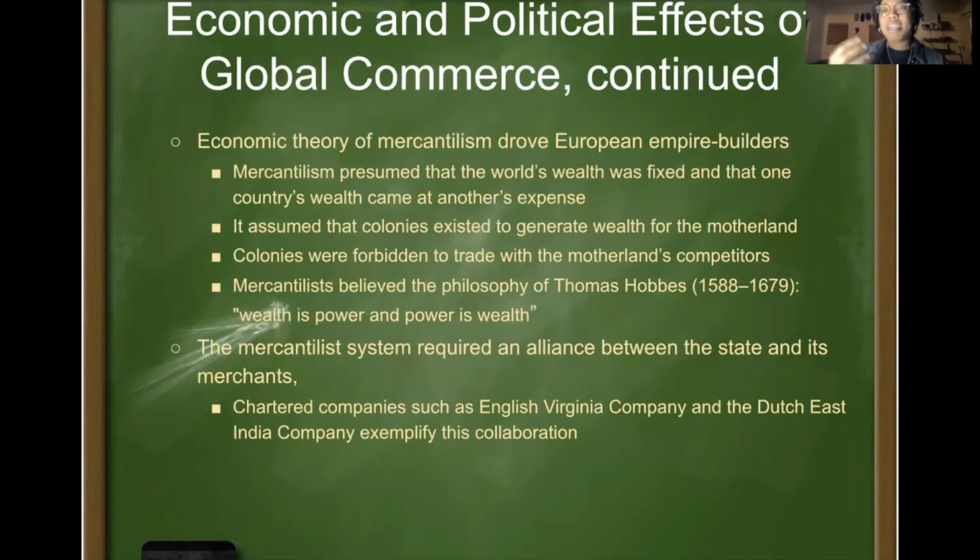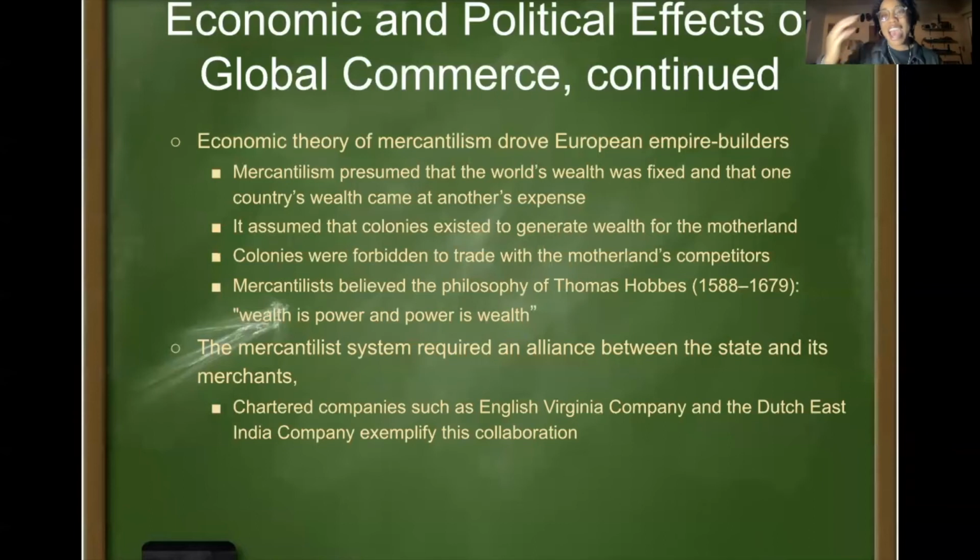So that economic theory of mercantilism is going to drive empire building. Mercantilism has this belief that wealth is fixed. So if I have a pie, right, I'm going to cut my pie into slices. If I'm a European nation, you know what I want? I want to get as many slices as possible, because in their mind, there's no other pie. Wealth is fixed. There is no additional wealth that's going to be created. So we have to get as much wealth as possible.